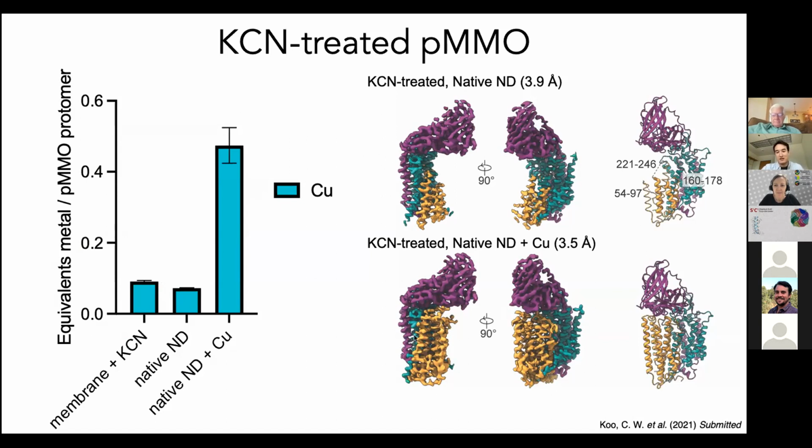Whereas when I have the cyanide-treated one, I do see lipids on the periphery and one or two on the interior, but it's not as clear as that high resolution structure that I had.